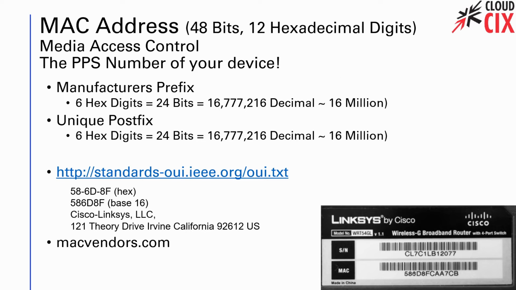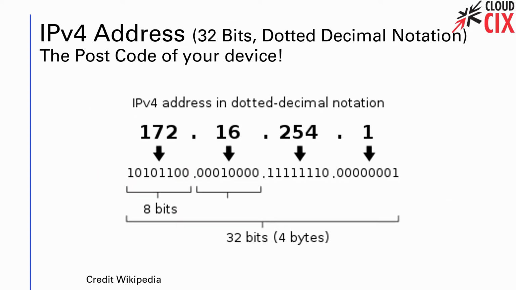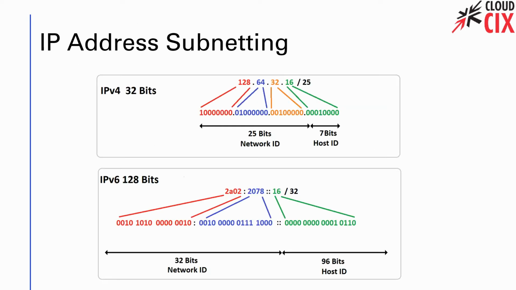If you know the MAC address of your device, you can use a website such as macvendors.com to find out who the manufacturer is. IPv4 addresses are based on 32 bits. These bits are grouped into 4 8-bit groups called bytes. Each byte is displayed as a decimal number with a dot between each decimal number. This hybrid number system is called dotted decimal notation. Those IP addresses are then broken into 2 parts. One part to the left is called the network ID, and the other part to the right is called the host ID. This is similar to the case of MAC addresses divided into a manufacturer prefix and a unique postfix.